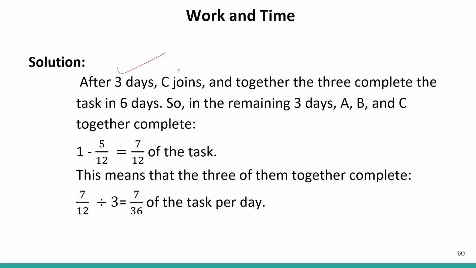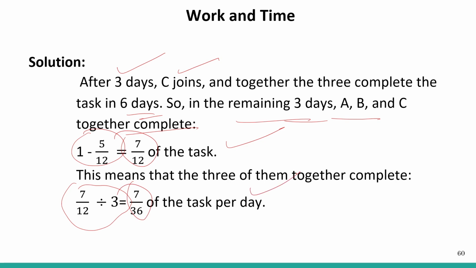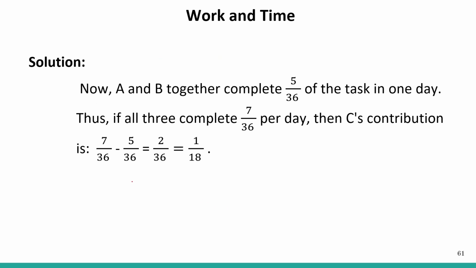After 3 days, C joins, so now the work rate of C will also contribute. Together the three complete the task in 6 days. So in the remaining 3 days, A, B and C together complete 1 minus 5/12, that is 7/12 of the task. This means the three of them together complete 7/12 divided by 3, that is 7/36 of the task per day. This is their combined work rate for the remaining 3 days.